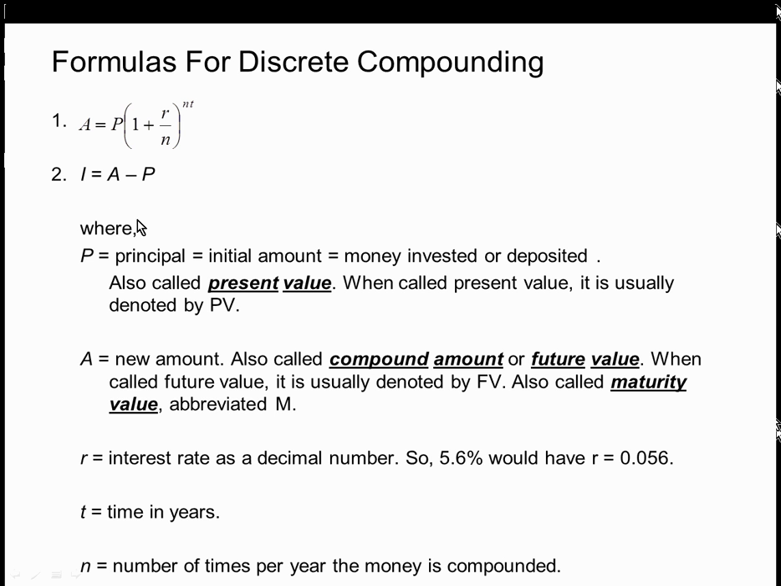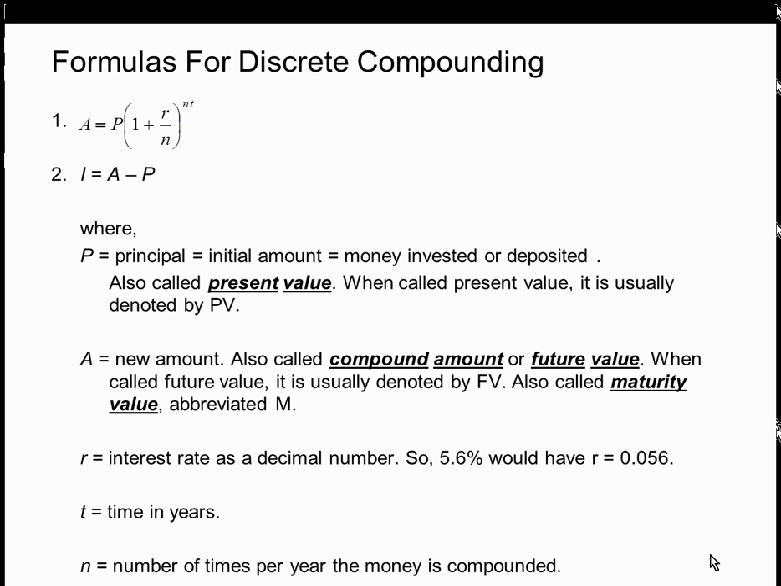What do these letters stand for? P is equal to the principal. It's the initial amount. It's the money invested or deposited. It's also called the present value. When called present value, it is usually denoted by PV. If you have a business analyst type calculator, it will sometimes have a key labeled PV. A is the new amount. It's also called the compound amount or future value. When called the future value, it is usually denoted by FV. And again, business calculators will have a key labeled FV. It's also called maturity value, which is sometimes abbreviated as M.